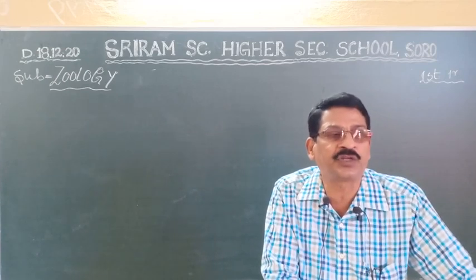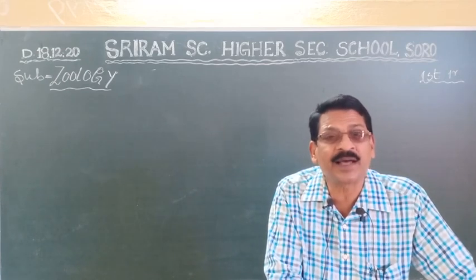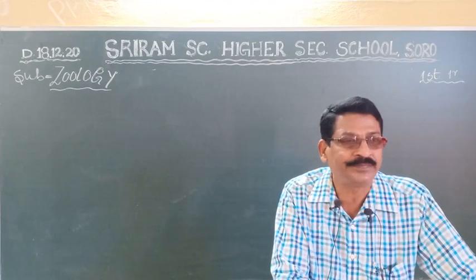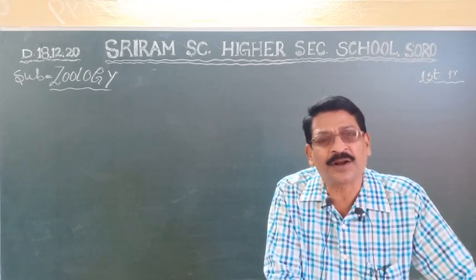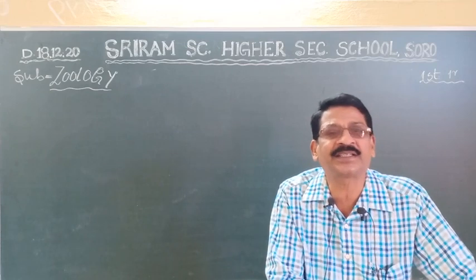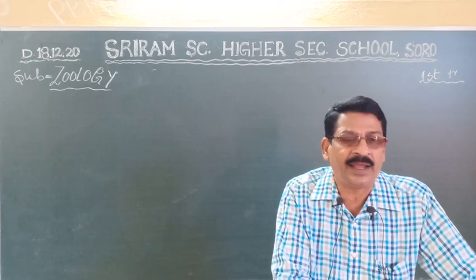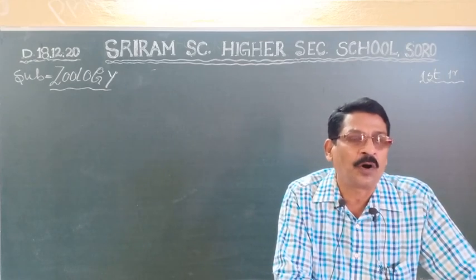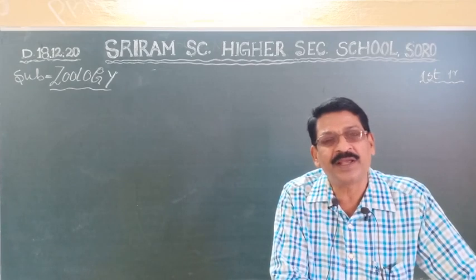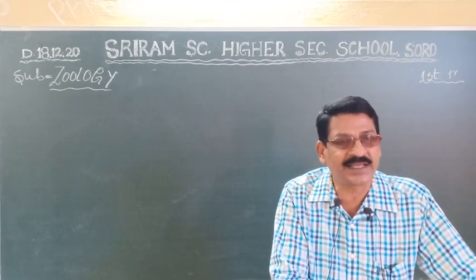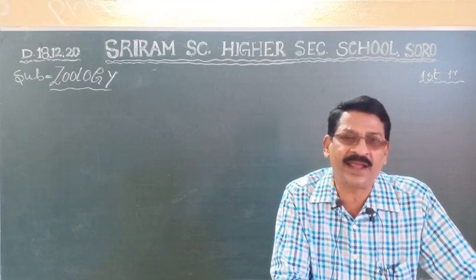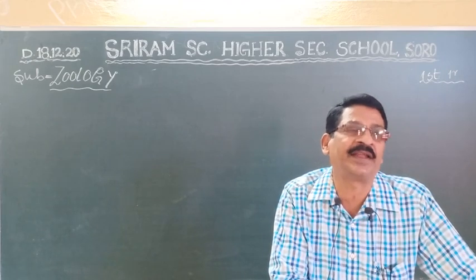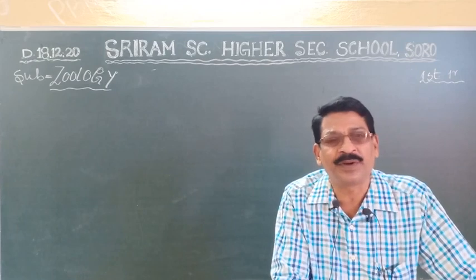Under the fluid connective tissue, we will read the blood and lymph when the offline class starts. Clear? Because it is under the circulatory system, and I will teach you in detail in those classes. Clear? Otherwise, it is necessary for higher study, and you should have sound knowledge of blood and lymph, because it will help you later.